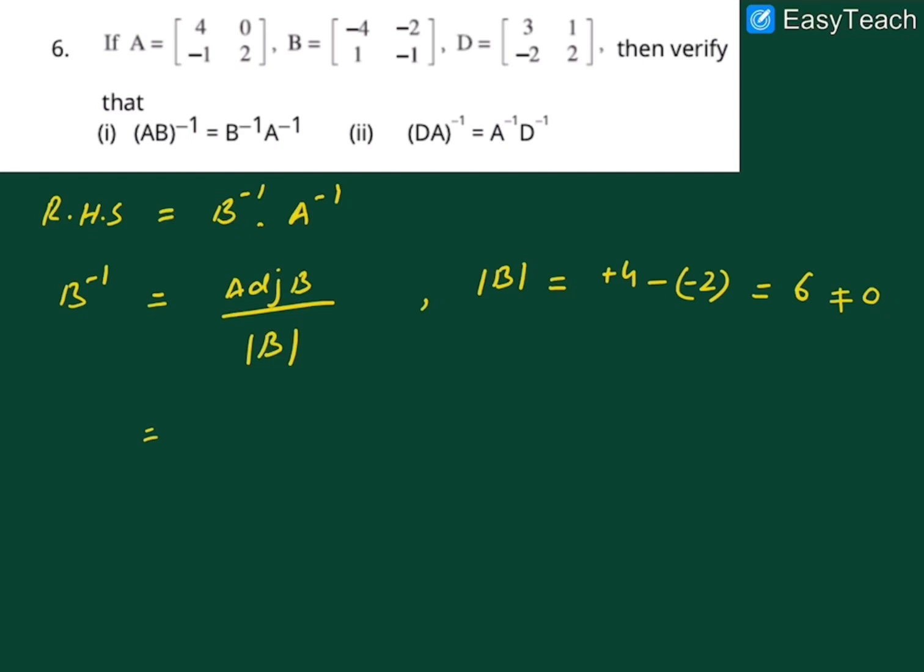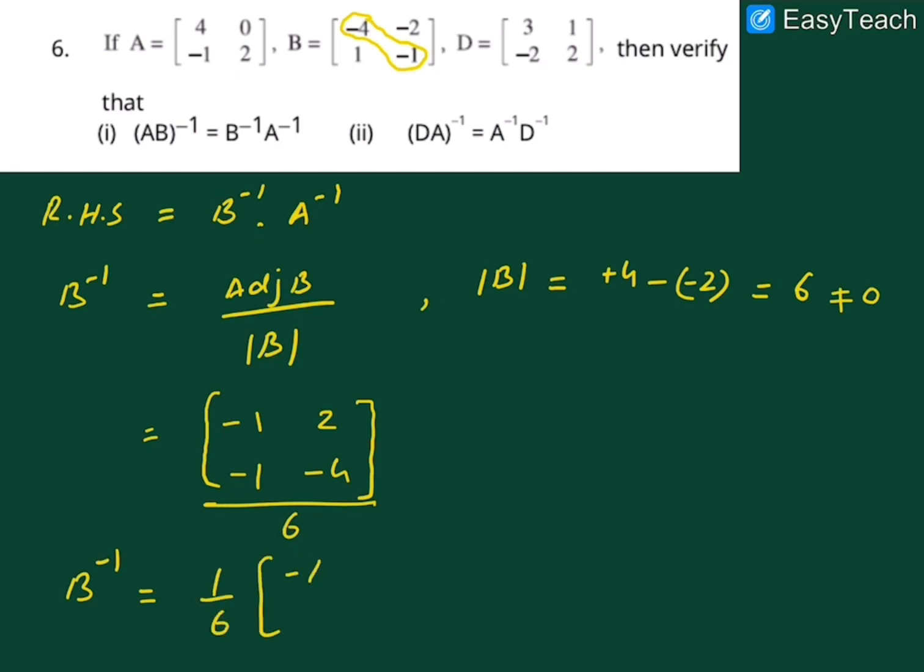So adjoint of B, what will it be? Adjoint of B: changing the position of the elements of the main diagonal, minus 1 to minus 4, and changing the sign of the other elements, minus 2 will become plus 2 and 1 will become minus 1. So this is our adjoint of B. And down we have B determinant, which is 6. So we got B inverse as 1 over 6 into minus 1, 2, minus 1 and minus 4.